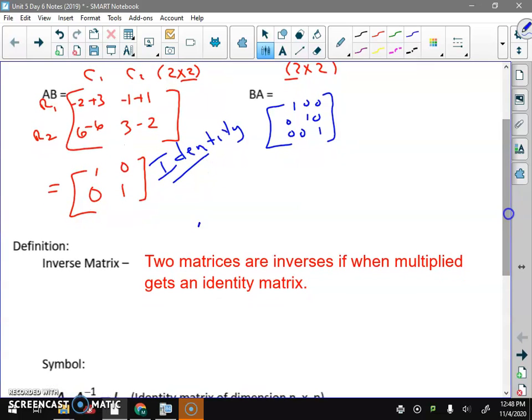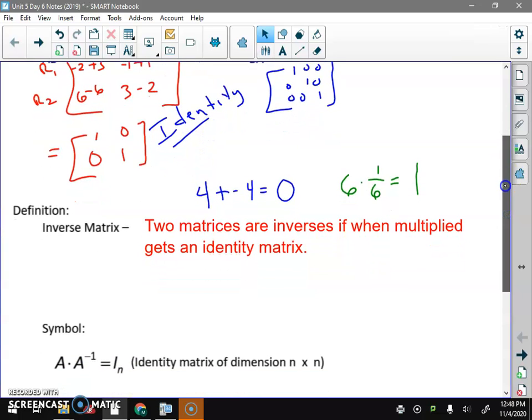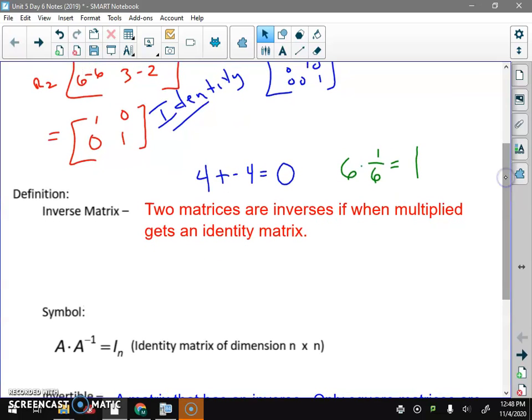It's kind of like this. The additive inverse of 4 is negative 4. And they add to get 0, the identity element for addition. The multiplicative inverse of 6 is 1/6, and when you multiply them, you get 1, the identity element for multiplication. So the identity element for a matrix is that identity matrix 1, 0, 0, 1. So if you multiply a matrix and its inverse together, you should get that identity. That's the definition of what an inverse matrix is. Two matrices that when multiplied get an identity matrix.